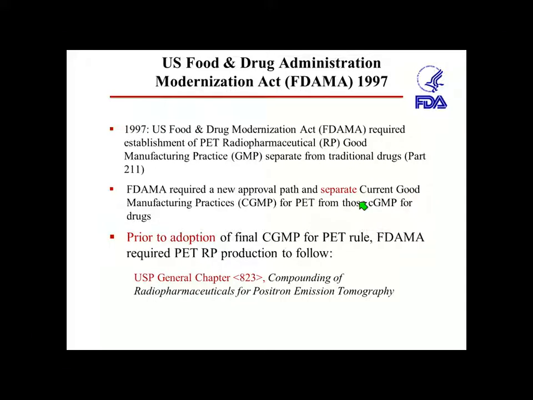And then in 1997, the Food, Drug, and Modernization Act required that special good manufacturing practices be written for PET drug production, different than therapeutic drugs. And why would that be? Well, we can't do all the testing on drugs that they can do on sterile, stable compounds. And our half-lives essentially mean we have a product today but none tomorrow. It doesn't sit on the shelf. So again, we're doing all of this testing for every batch.